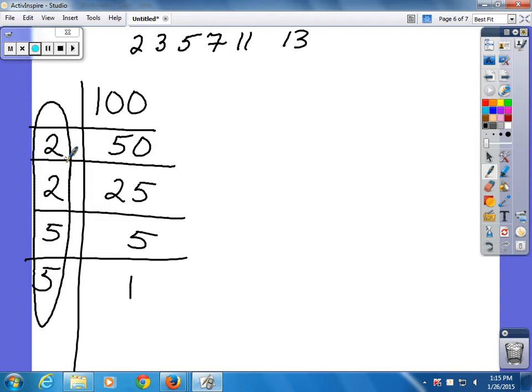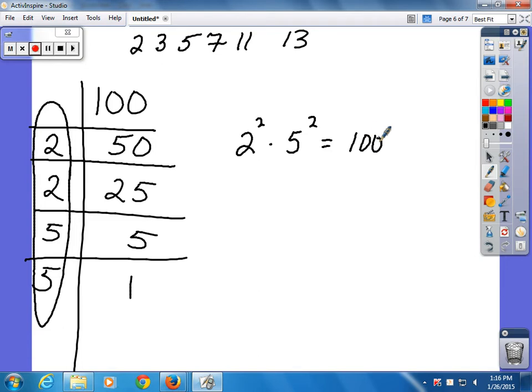You could have started with a 5. That would have been 5 times 20. And then 2, 10. Then 2, 5, 5, 1. Either way, it doesn't matter what combination you pick. You're going to get the same thing. 2 squared times 5 squared is equal to 100.